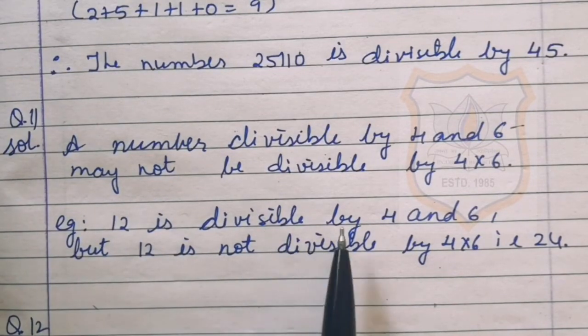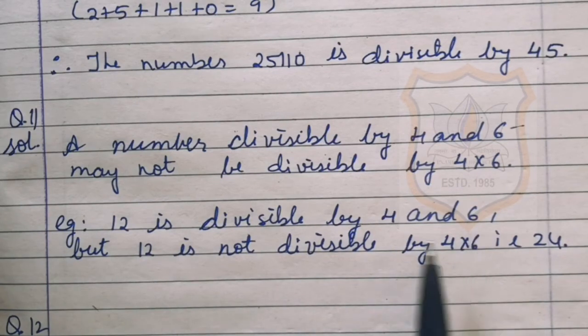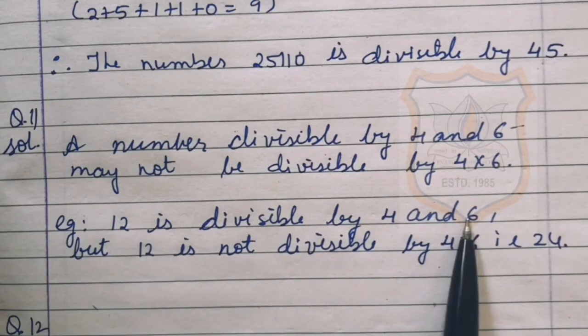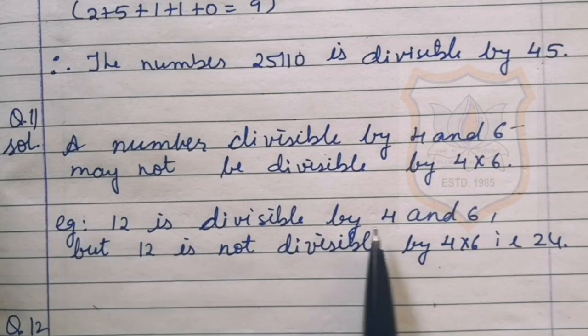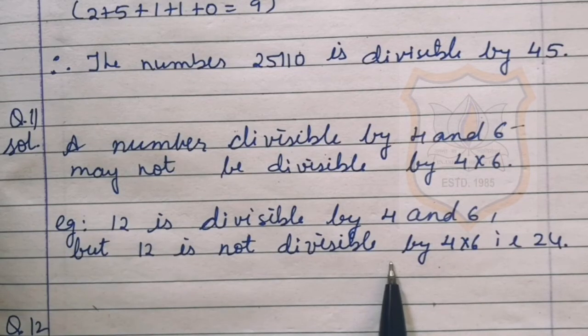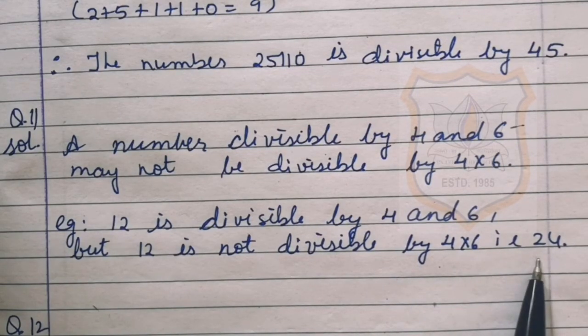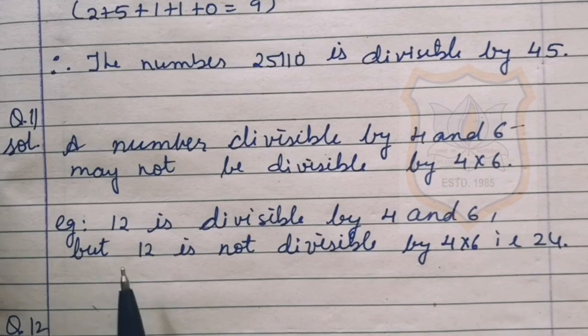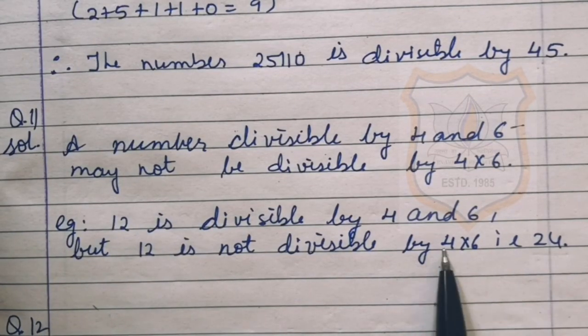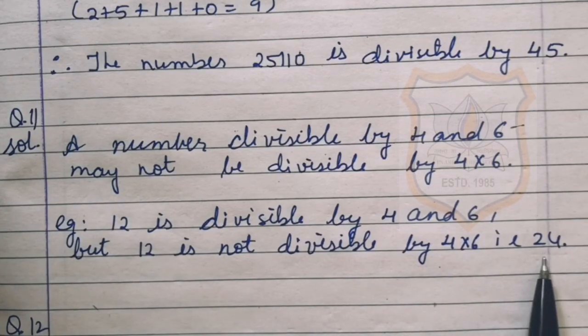12 is divisible by 4 and 6. You can see that 4 multiplied by 3 is 12 and 6 multiplied by 2 is 12. So 12 is divisible by 4 and 6. But 12 is not divisible by 4 into 6, that is 24. So you can see that 12 is not divisible by 24. 4 multiplied by 6 is 24 and 12 is not divisible by 24.